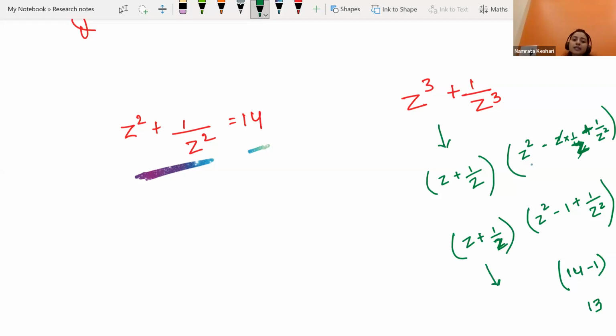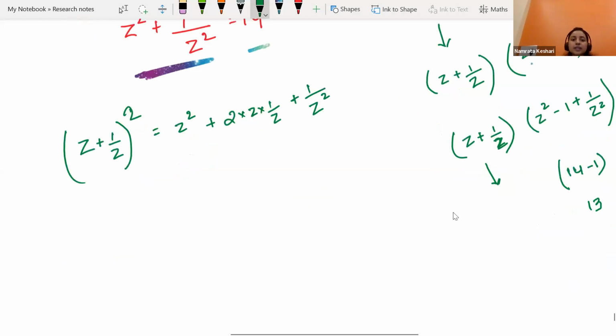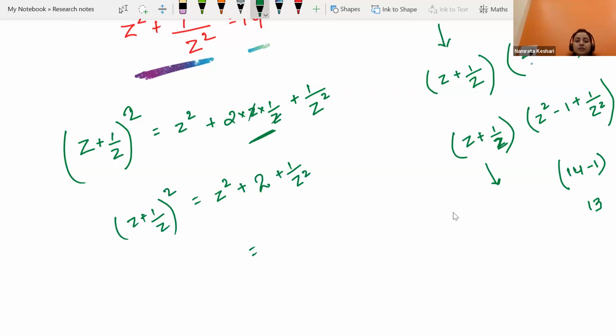So let's find it. We know z plus 1 by z whole square formula will be a square plus 2ab plus b square. Right, Sara? Yes, ma'am. Okay. Then 2 into z into 1 by z will be what, Sara? This one. Z square plus 1 by z square value we already know is 14, plus 2, that is 16. That will be z plus 1 by z whole square. Any confusion so far?